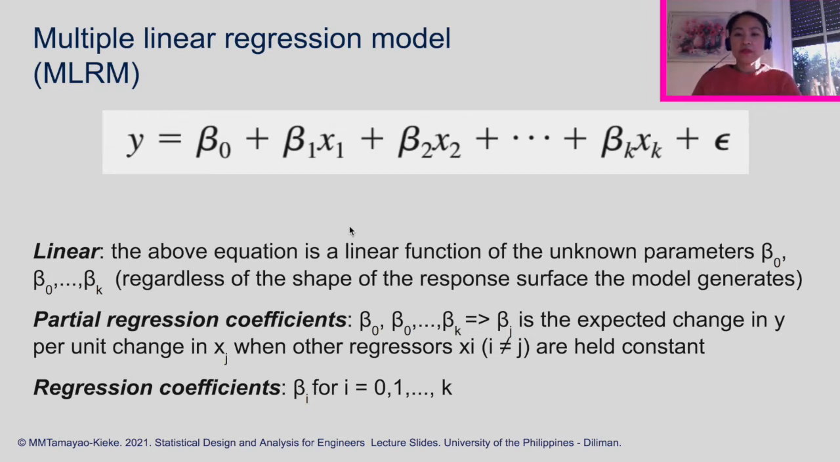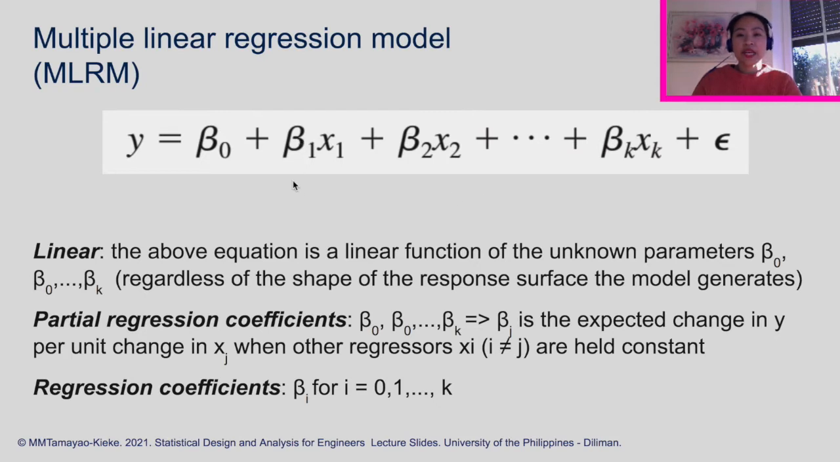Now these betas actually are also called partial regression coefficients. So your beta naught, beta 1 to beta sub k, are partial regression coefficients. Why are they sometimes called as such? Because beta sub j is the expected change in y per unit change in x sub j when other regressors x sub i, where i is not equal to j, are held constant.